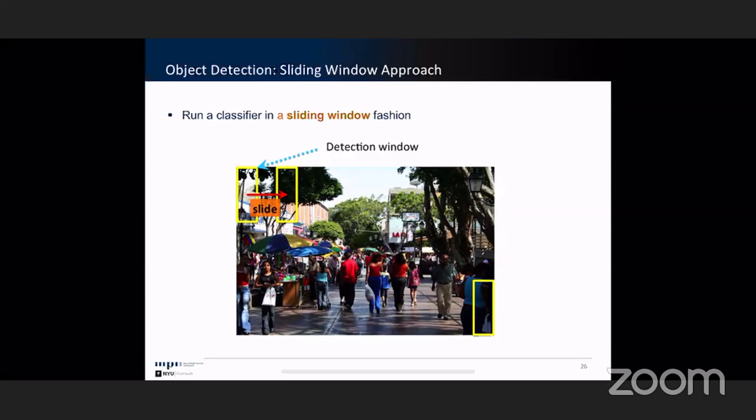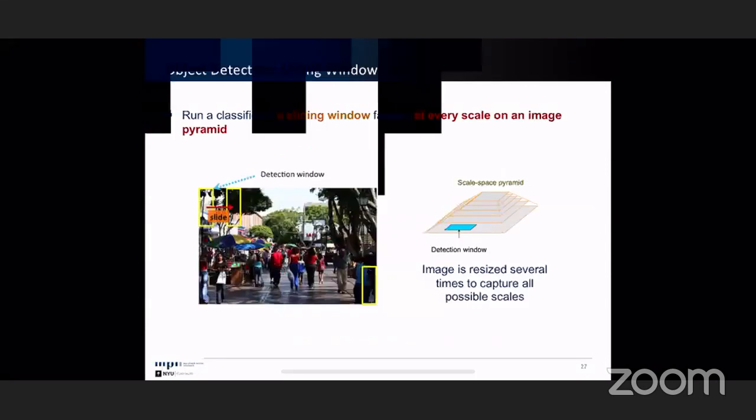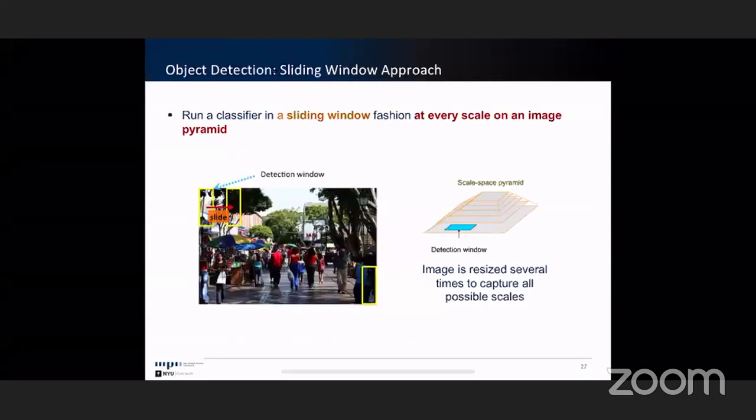So this is what people did back in the day. The HOG and SVM based classifiers were essentially sliding window models. But the problem with sliding window is that it can only deal with one scale, because we have trained our classifier only at that one scale. But how do you ensure that people are of the same size?